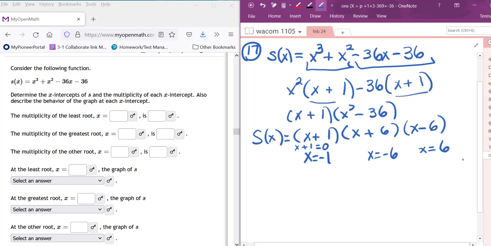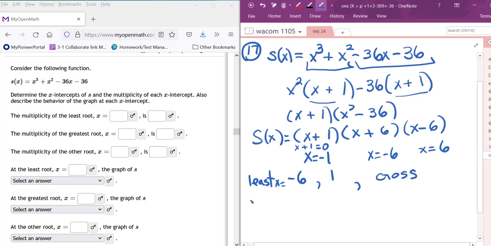So we can answer in order now. I just wanted to remind you about the factoring of grouping here. So your least root will be -6, x equals. Your multiplicity of that root is 1. It only occurs one time, and it will cross.